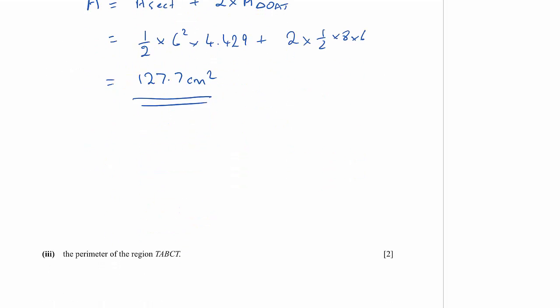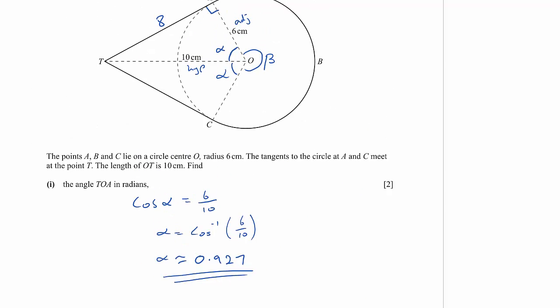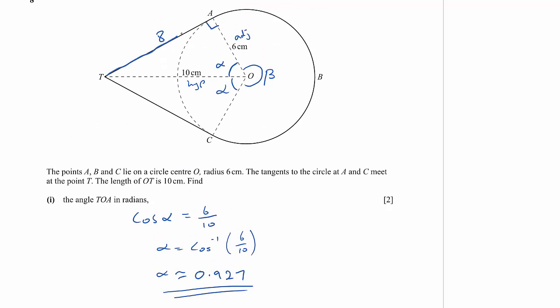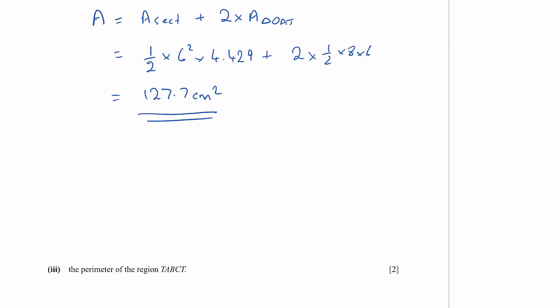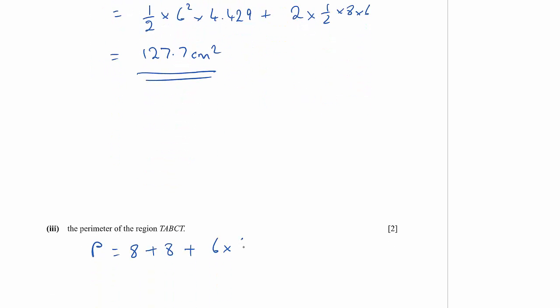And the last thing we want to find is the perimeter of the region TABCT. So that's going to be that length, which we know is 8, that length, which we know is 8, and the arc around there. So the perimeter is equal to 8, add 8, add just r theta, 6 times 4.429.